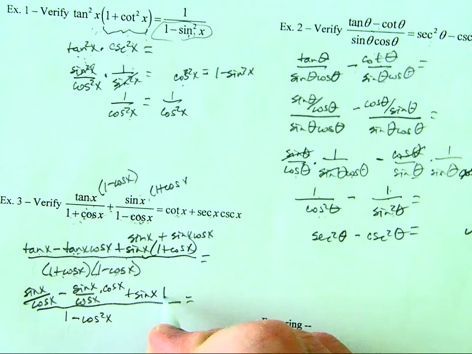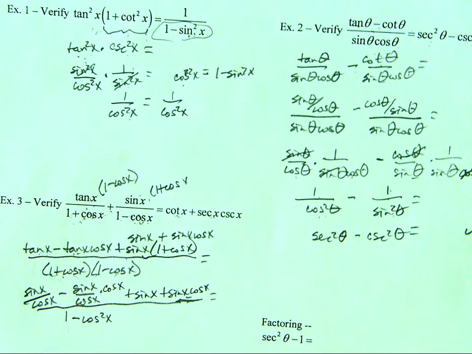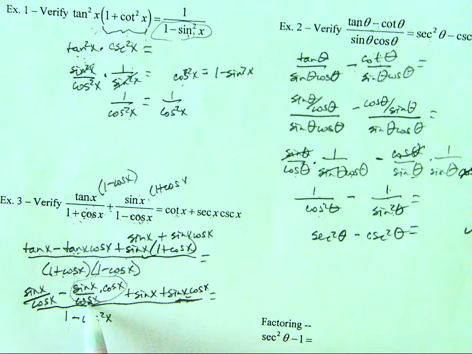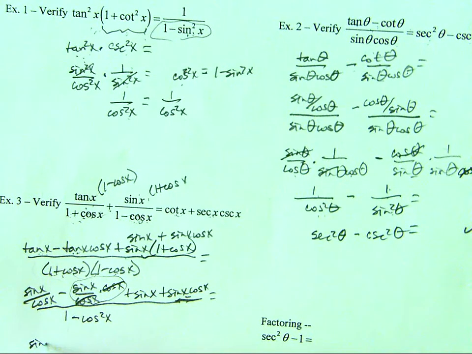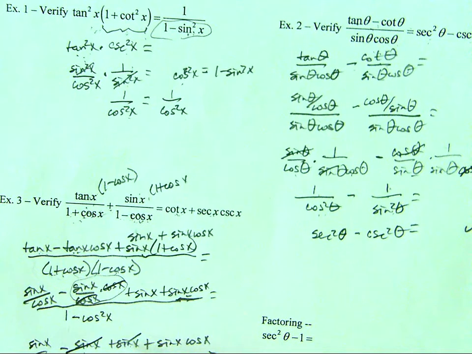We still have a lot of stuff going on here. So we have all that. Now in this one right here, I have a cosine on the top and a cosine on the bottom. I can cancel those out. So now I have sine x over cosine x minus just sine x plus sine x plus sine x cosine x, still over 1 minus cosine squared x. Well, now I have a negative sine x and a positive sine x. Those can cancel out. So I'm left with that.